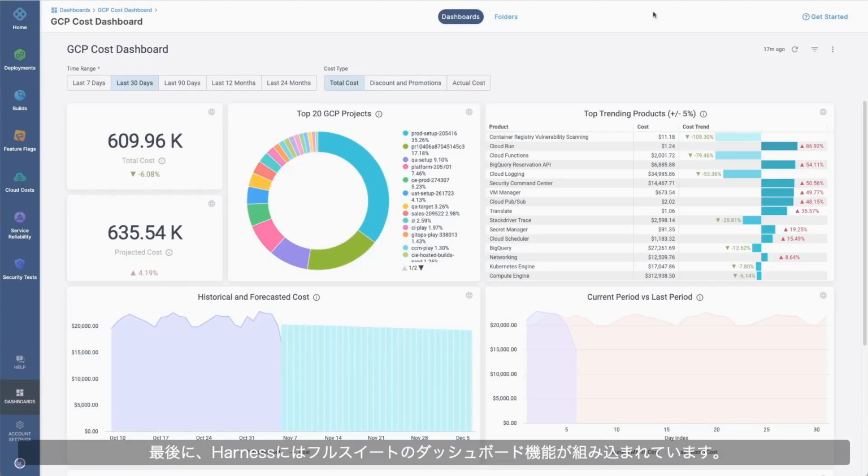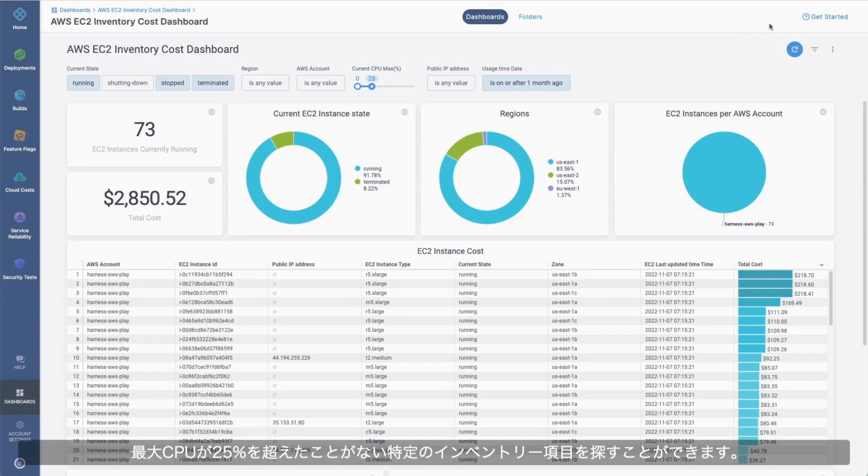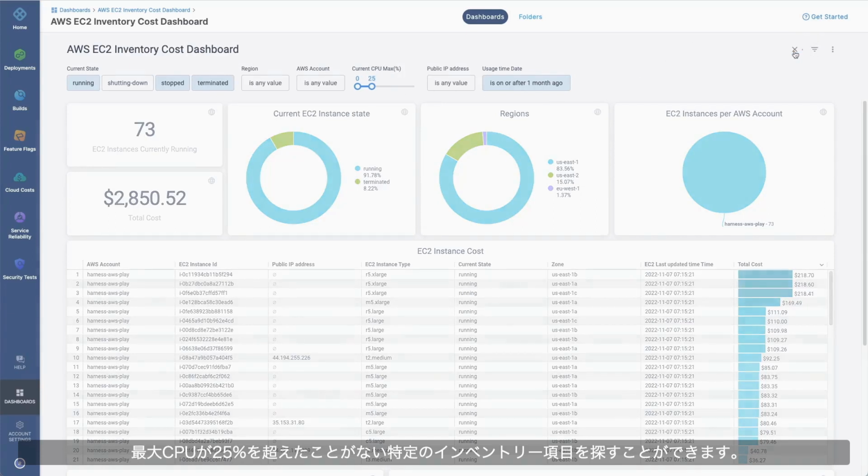Lastly, let's talk about dashboards. Harness provides a full suite of dashboards. We have dashboard capability built into the product. We provide you with the cost views. For example, we're looking at the GCP cost dashboard here. We have dashboards available for other aspects of your spend and cloud environment. For example, we have an AWS inventory cost dashboard here, where I could perhaps look for specific items of inventory where the maximum CPU has never got above 25%.